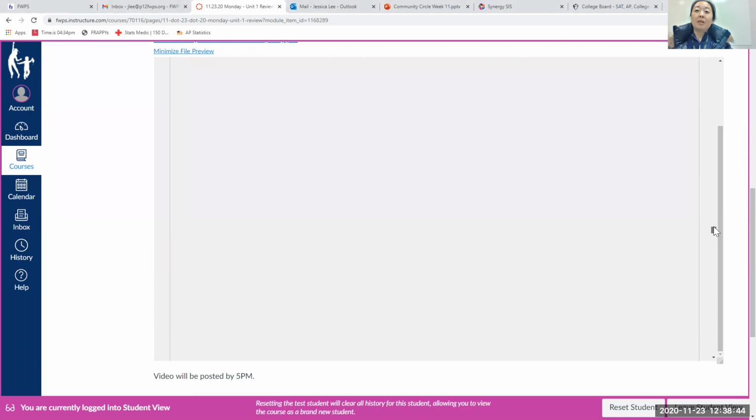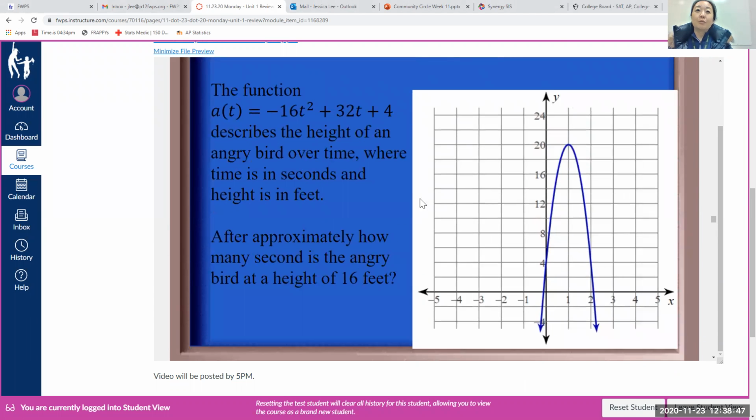Oh, we talked about that one already. Just as a quick review, remember when it's at 16 feet, you go to 16 feet, make sure you get both of these because the graph is equal to 16 two times, right? So it'll be once going up and once going down, right? Angry Birds, right? And so that's going to be once at 0.5 and once at 1.5. So you need to state those two.